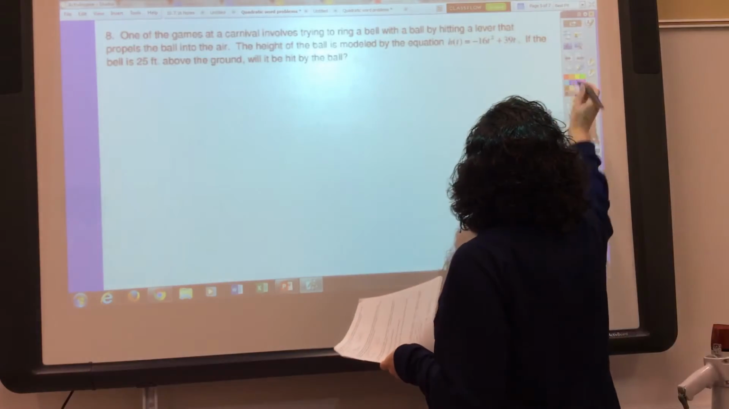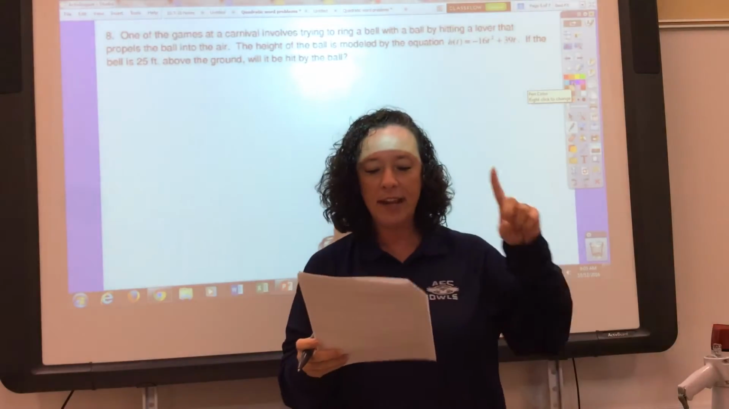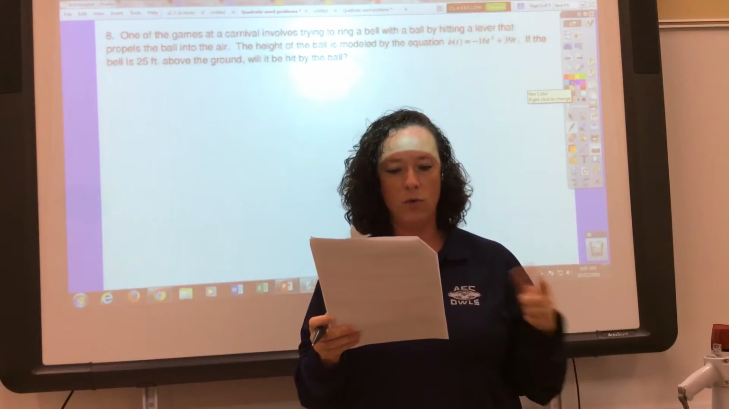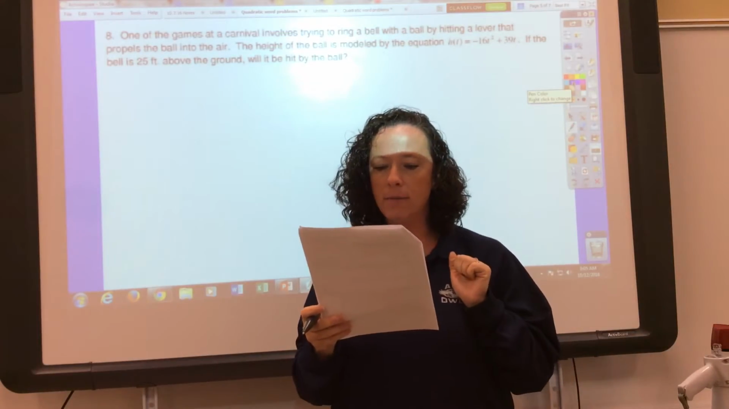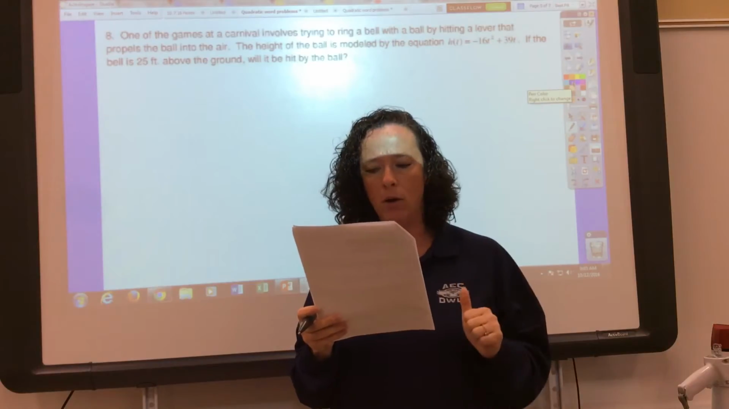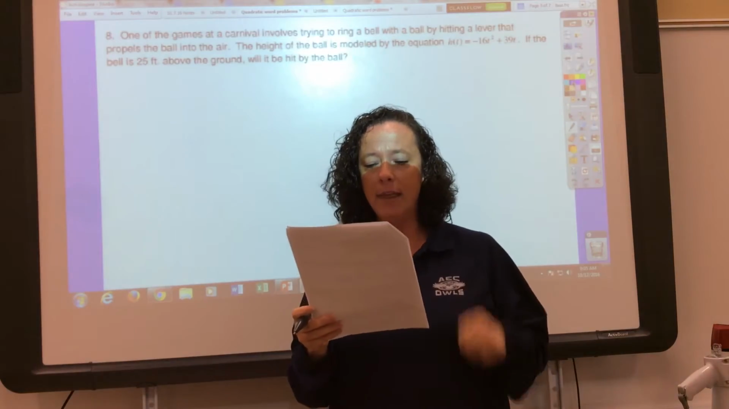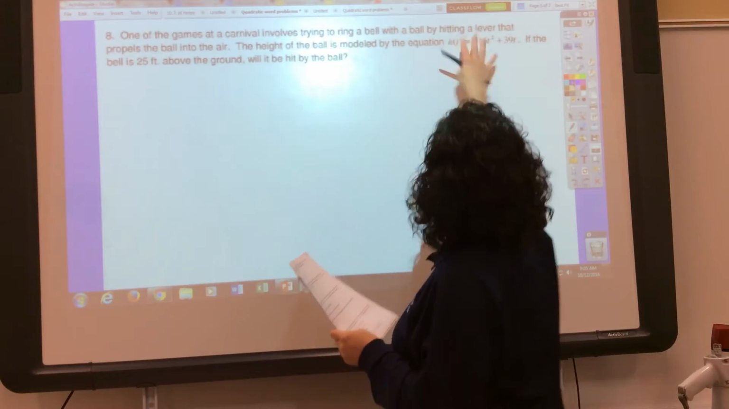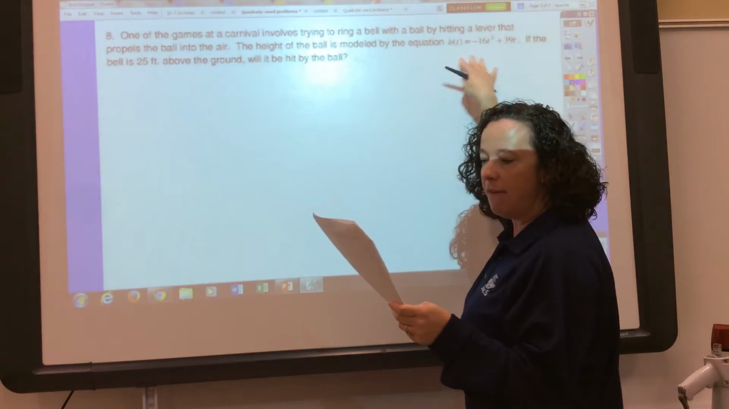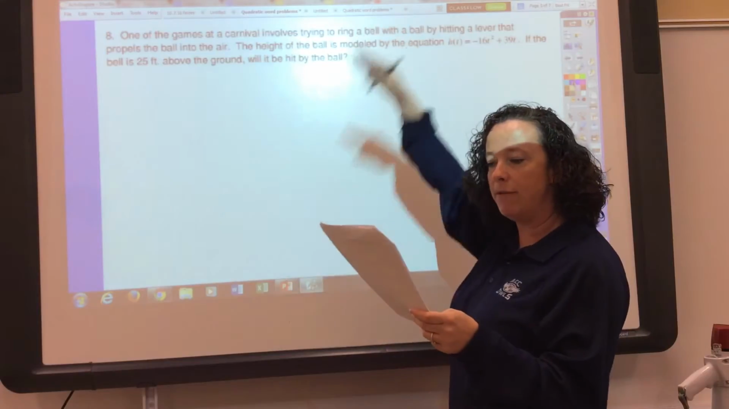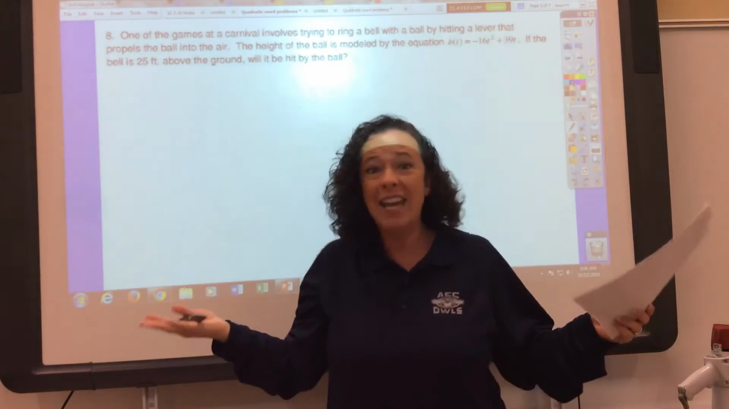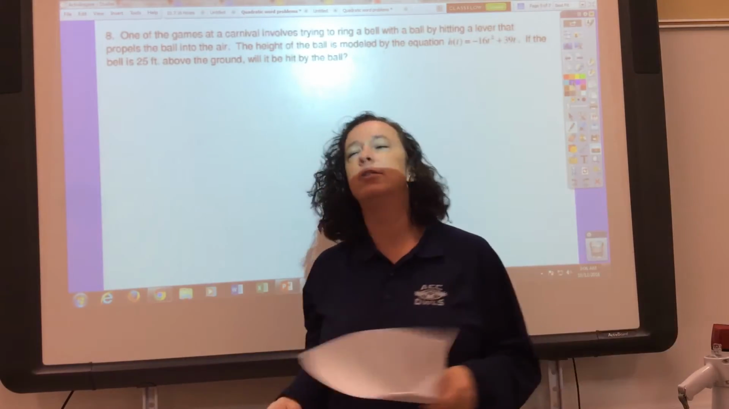Okay, here is number 8. It says, one of the games at a carnival involves trying to ring a bell with a ball by hitting a lever that propels the ball into the air. The height of the ball is modeled by this equation right here. If the bell is 25 feet above the ground, will it be hit by the ball? So how do we answer this one?